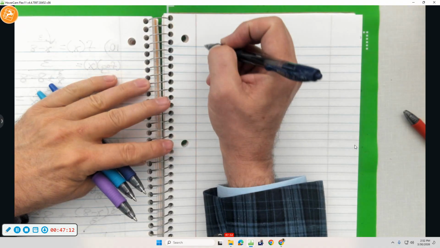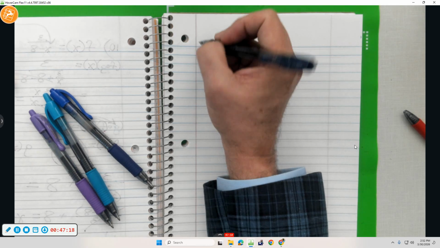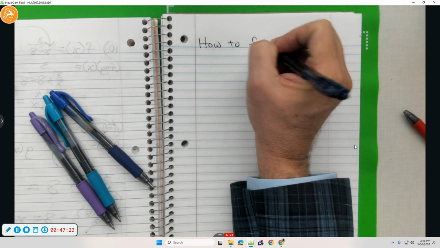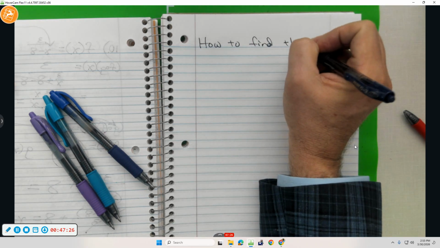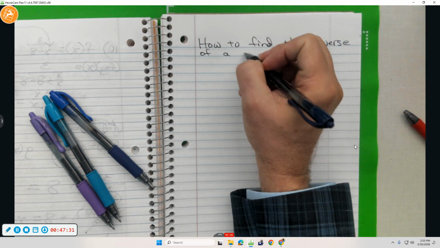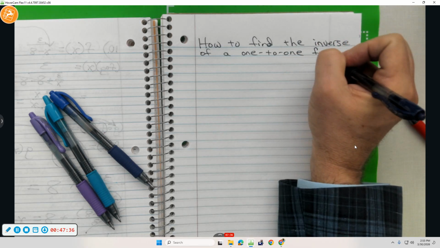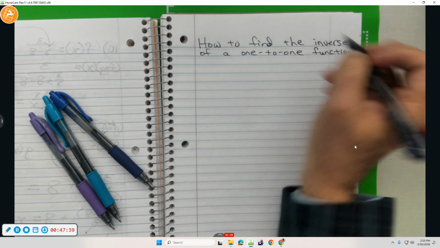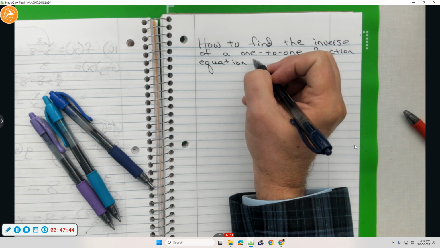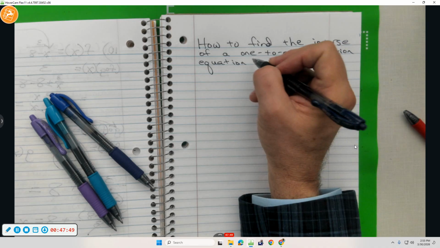What about how to find the inverse of a one-to-one function equation? How to find the inverse of a one-to-one function equation. They basically work with equations. They've been working with equations all semester. Inverse of a one-to-one function equation.